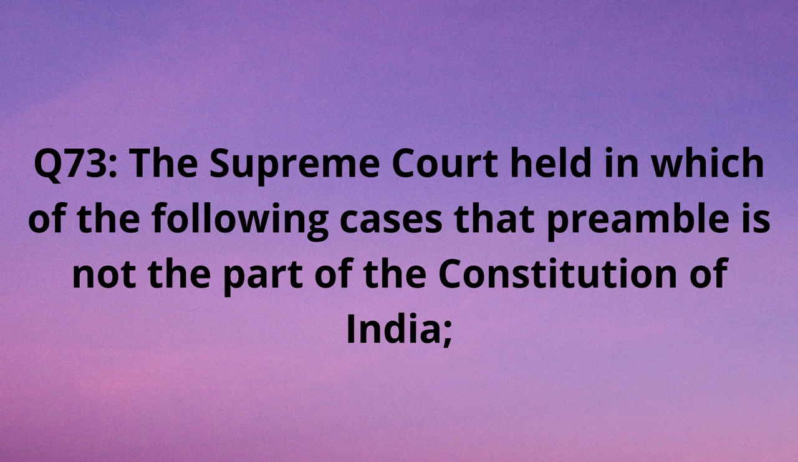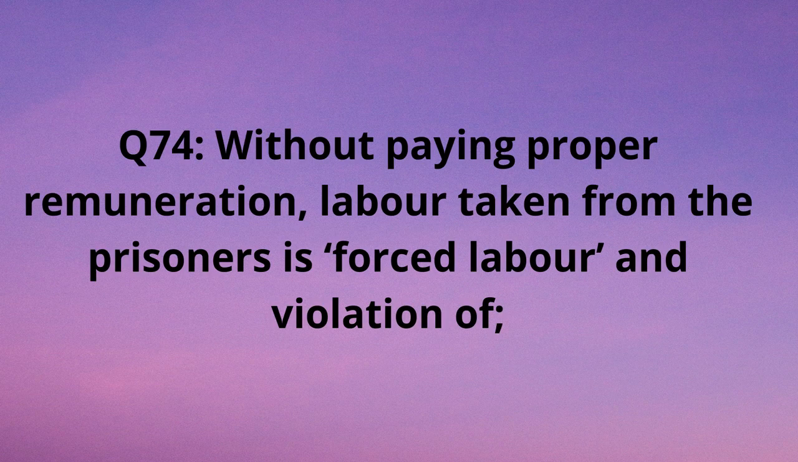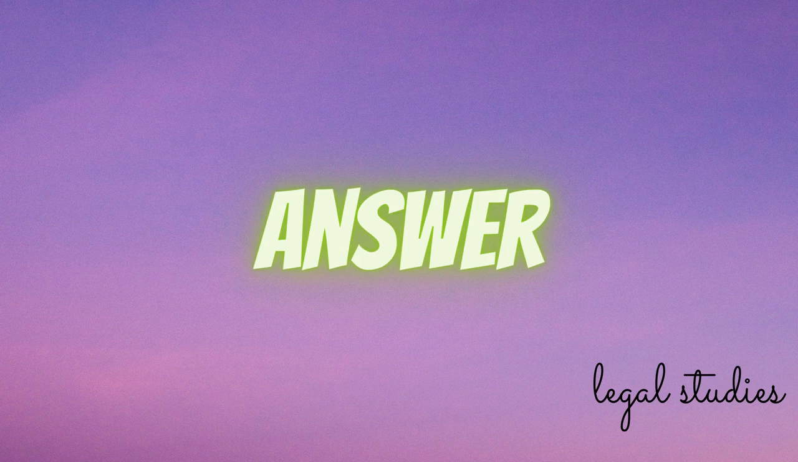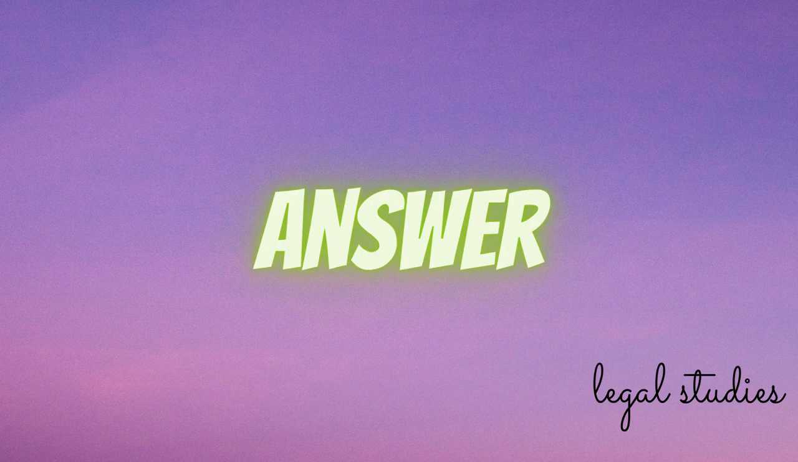Question 73. The Supreme Court held in which of the following cases that the preamble is not the part of the Constitution of India? Answer 73. Berubari case. Question 74. Without paying proper remuneration, labor taken from the prisoners is forced labor and violation of article? Answer 74. Article 23. Question 75. The appropriate writ issued by Supreme Court to quash the appointment of a person to a public office is? Answer 75. Quo Warranto.